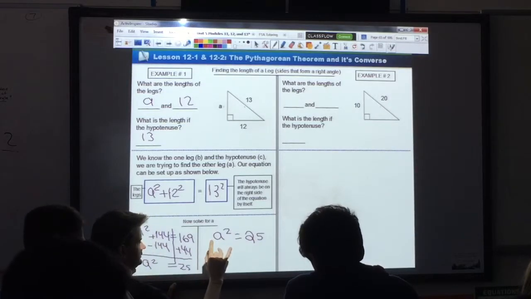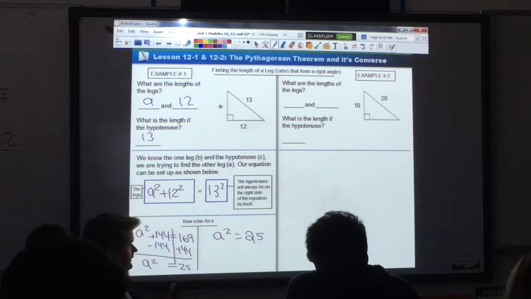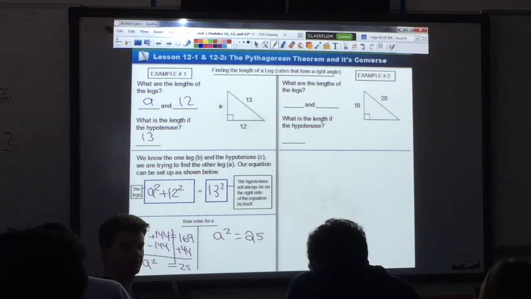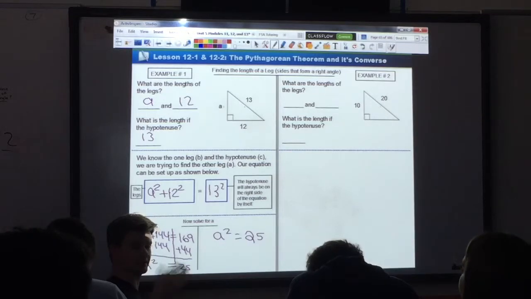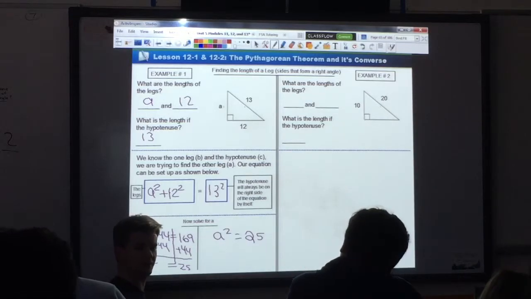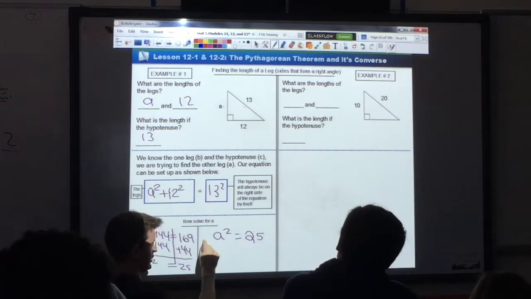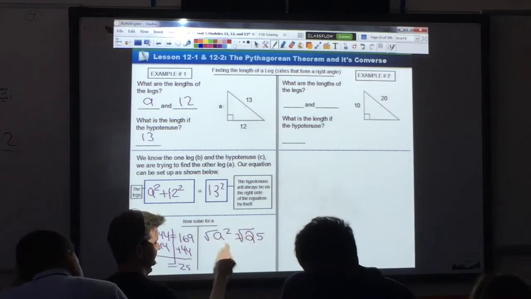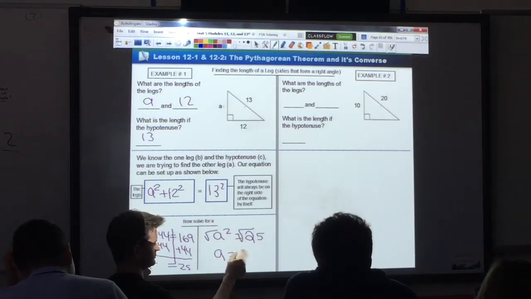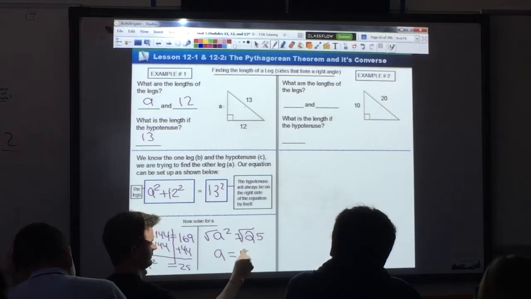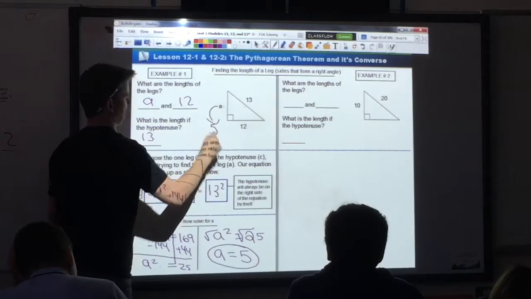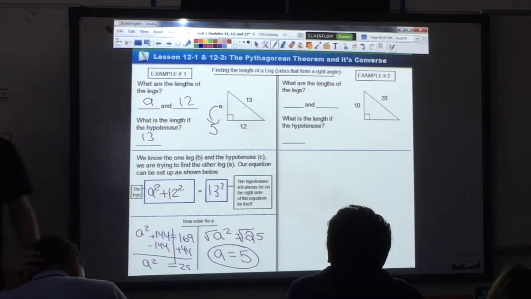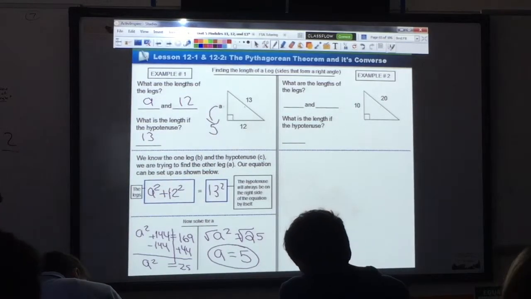You take away, I take away what? I have to take the 2 away. How do I take it away then? You've got to take the square root. So I take the square root of both sides. This drops off. I'll have a square root of 25. The square root of 25 is 5, which means that this is 5. Does that make sense? Yes, it does, because it's not the largest side.